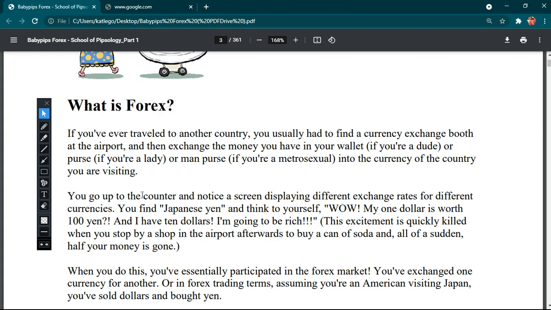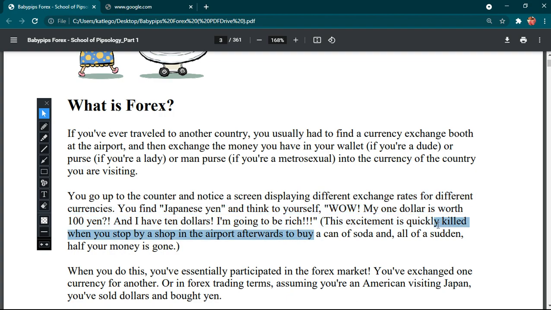They say you go up to the counter and notice a screen displaying different exchange rates for different currencies, which I was trying to show you here. It still hasn't loaded. They say, wow, my $1 is worth 100 yen. Because you didn't know what forex is, you just realized that a dollar in your hand is equivalent to 100 yen when you are in Japan. And with $10 you have 1,000 yen. I'm going to be rich.